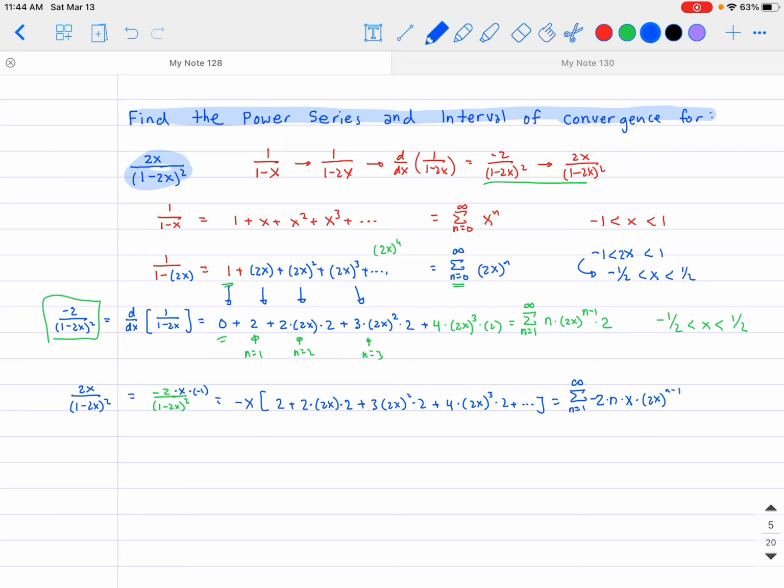Interval of convergence, if we multiply by negative x and negative 1, that doesn't do much because we're not changing x once again. We're just multiplying something to the equation. So once again, it's going to be between negative 1/2 and 1/2. So there it is. That's my equation. This is my series. And this is the summation form. And this is my interval of convergence then.